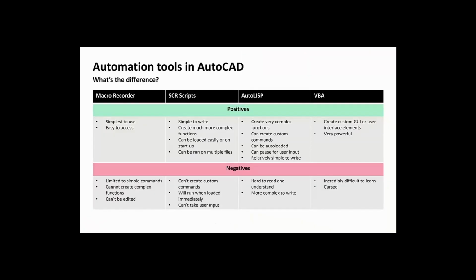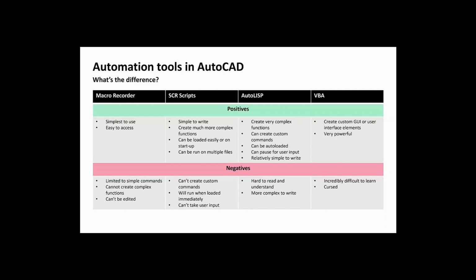Cool. So moving on. I just kind of wanted to go quickly over the differences between each of those for anyone here who might not be familiar with them. So the macro recorder, or action recorder as it's also called, is the simplest to use, it's easy to access, and it comes built into AutoCAD. Now, negatives with it, it is very, very limited in what it can do. You basically cannot use it for anything that would open up an input window or a dialog window. And effectively, all you can do is record a simple action and it will repeat it.